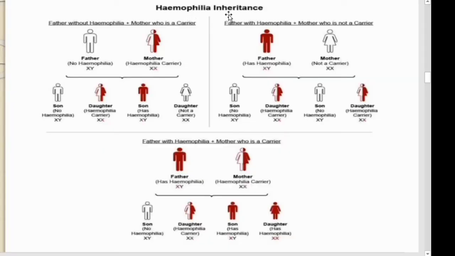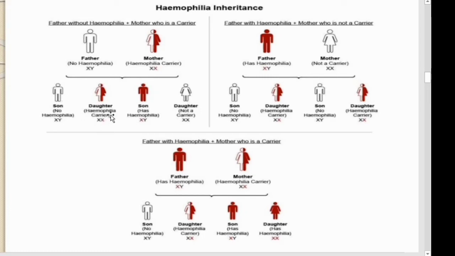Hemophilia inheritance. So how is hemophilia transferred from parent to offspring? In the first case, we have a father who is non-hemophilic. He has a normal X and Y chromosome, and the mother is a carrier for hemophilia because she has one defective X chromosome. So what will happen when they meet each other? Their first son will be non-hemophilic because he will receive the Y chromosome from his father and the healthy X chromosome from his mother, so he will act as non-hemophilic.